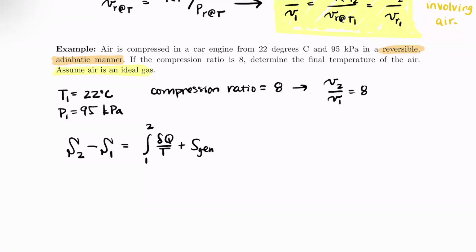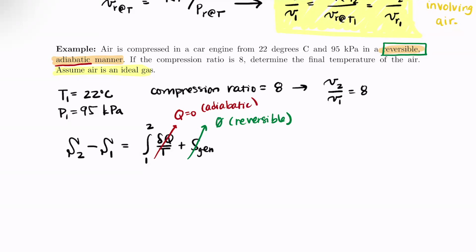All right, so if our process is reversible, that means S gen is 0, right? And if the process is adiabatic, that means that Q is 0. So our entire right-hand side of this equation is 0. So what else can we say about this process then? S2 is equal to S1.